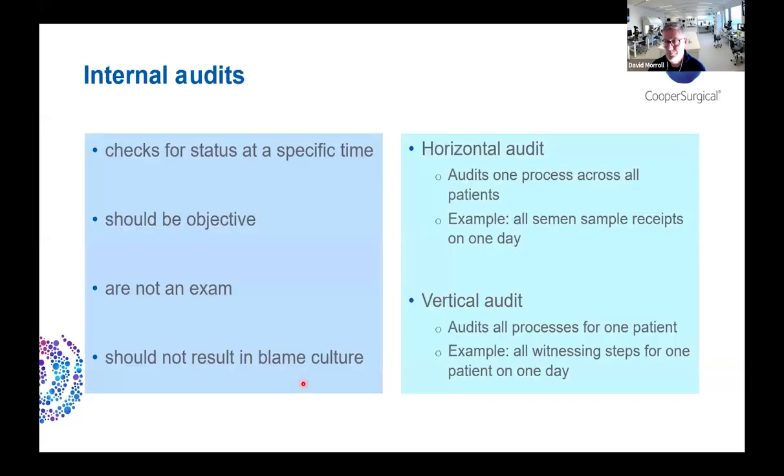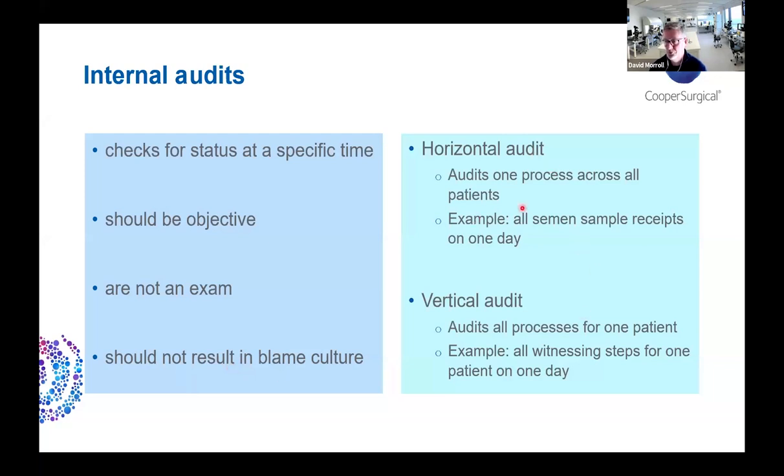Now, it's very easy to do internal audits rather than relying on external. We can check status at a specific time. We need to be objective, but make clear these are not an exam. It's not a pass-fail. It's about informing decisions, again, that evidence-based decision-making. And we're not looking to blame people. More often than not, audits, in my experience, either pick up a problem in the process and the procedures used, or a gap in training. It's very rarely related to poor performance by an individual.